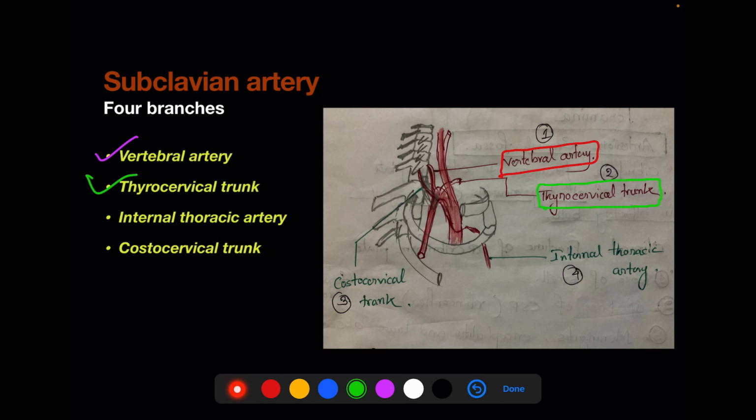Third one, that is internal thoracic artery. It descends along the lateral margin of the sternum. Here, if this is sternum, this is manubrium. If this is sternum, then it descends and goes along the lateral margin of the sternum. Okay, and the last one, that is called what? Costocervical trunk.